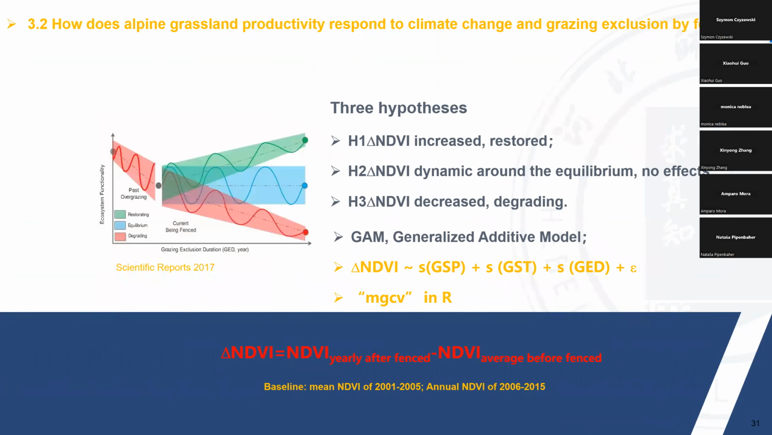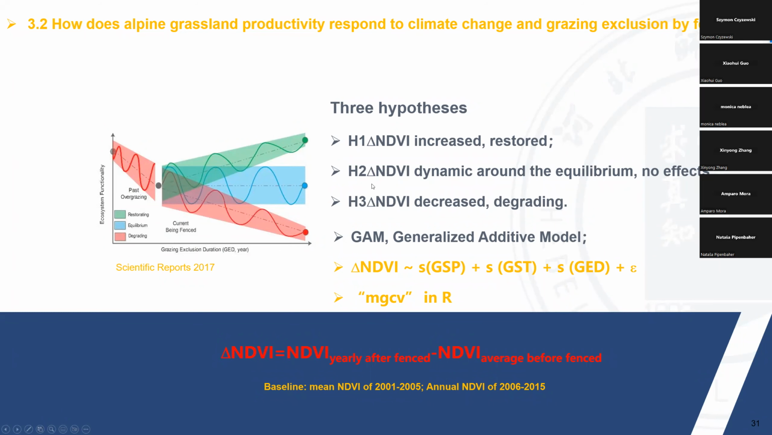recovery. To use long-term data, we use remote sensing products and NDVI as an indicator of productivity. We calculated the difference in NDVI between before and after fencing, with the baseline as the mean NDVI from 2001 to 2005, and the annual NDVI after fencing from 2006 to 2015. And we raised three hypotheses. If the delta NDVI increased, maybe the grasslands are restored.